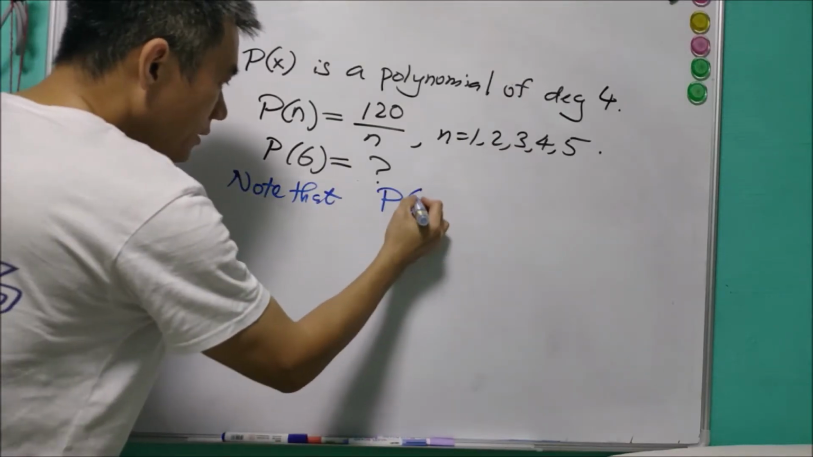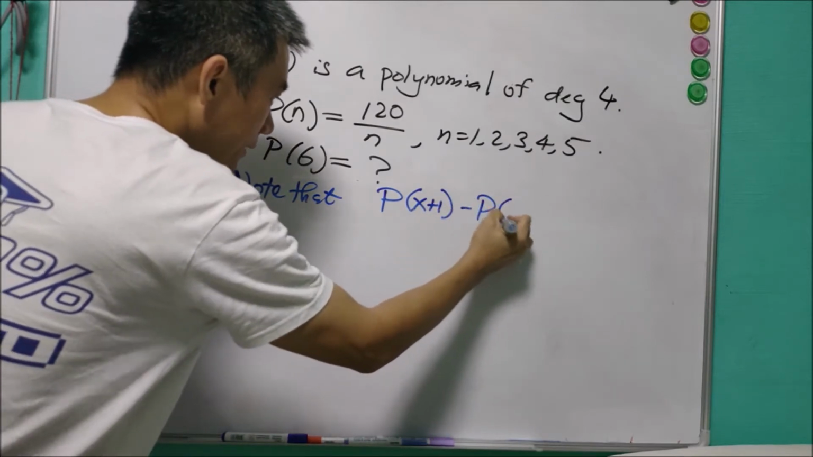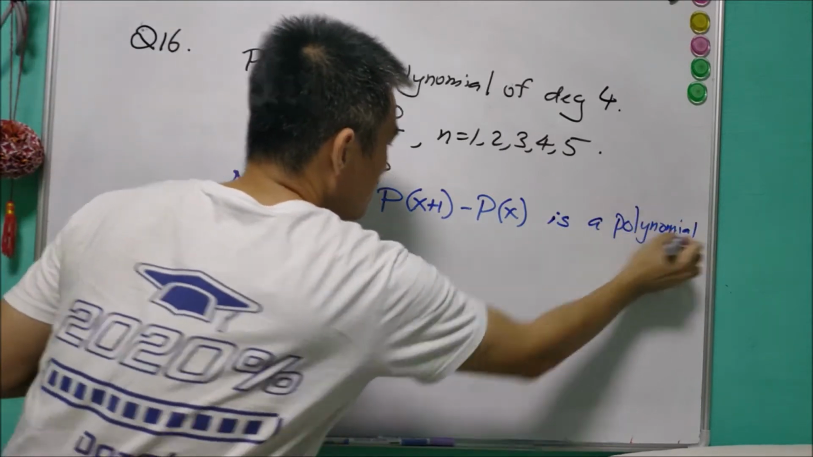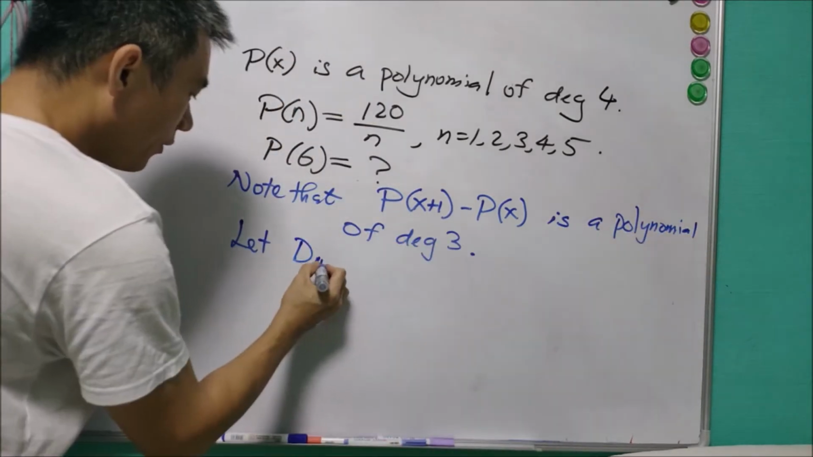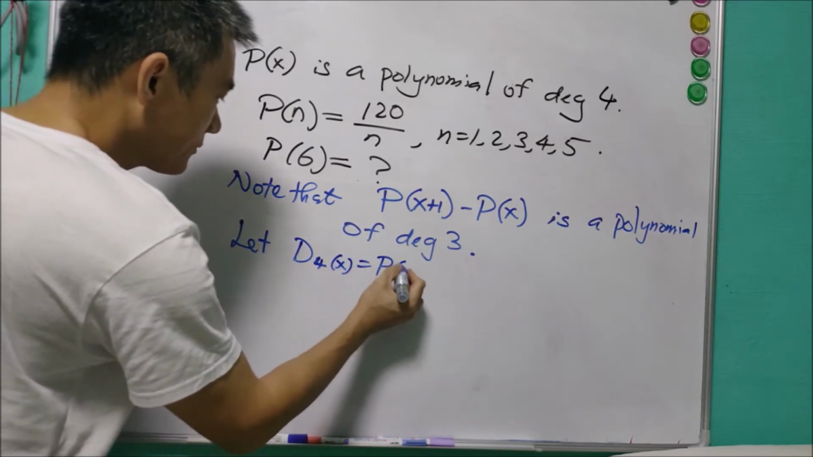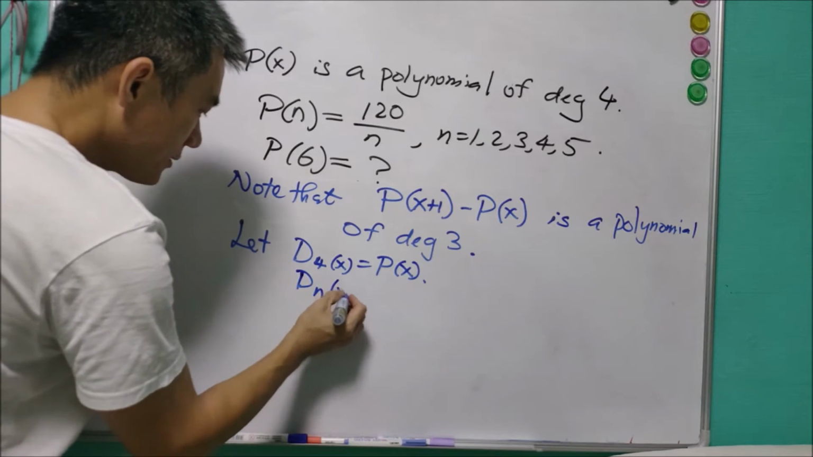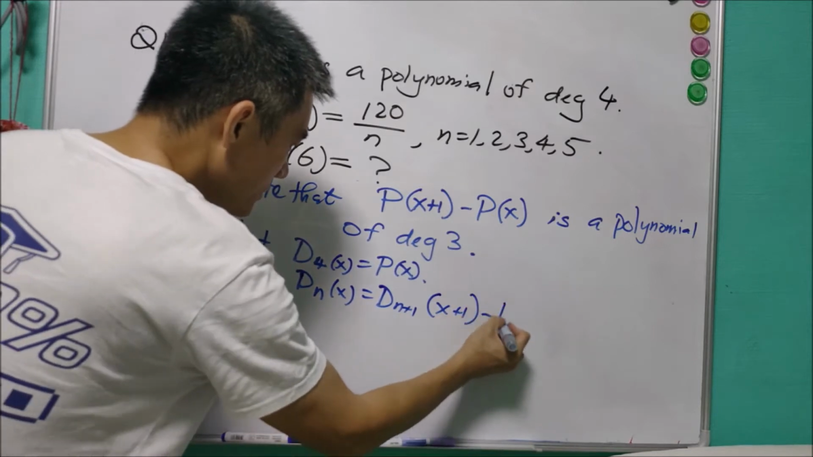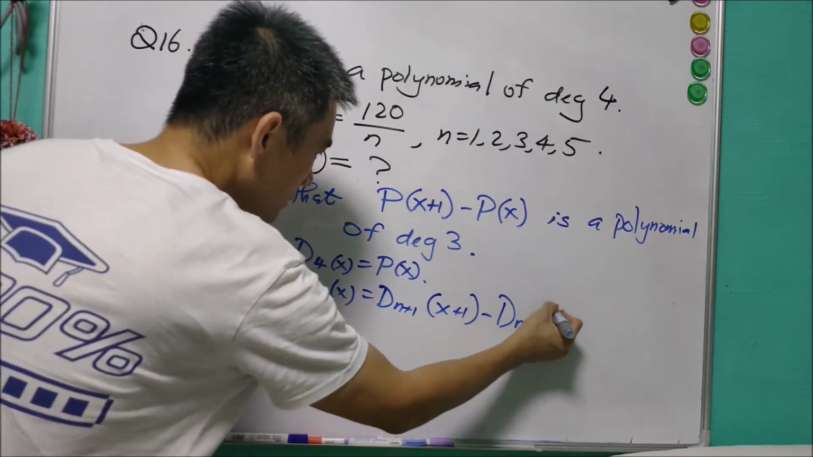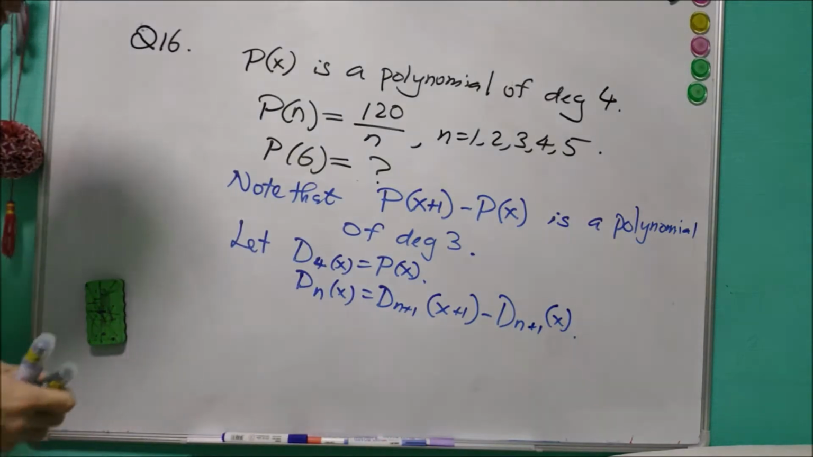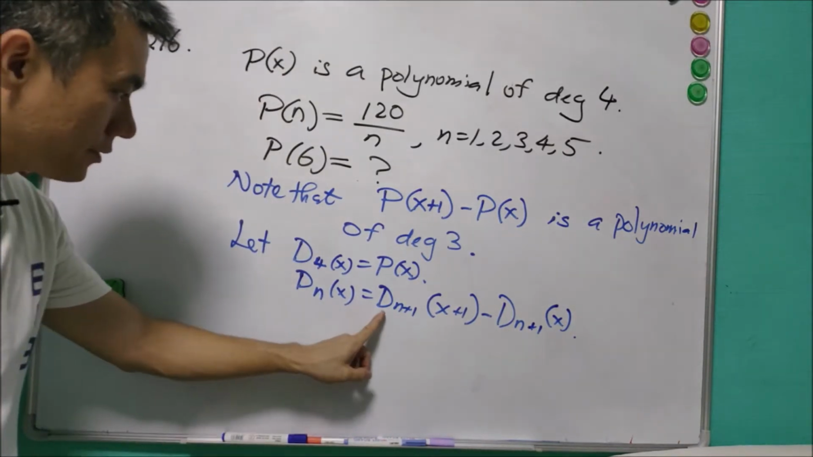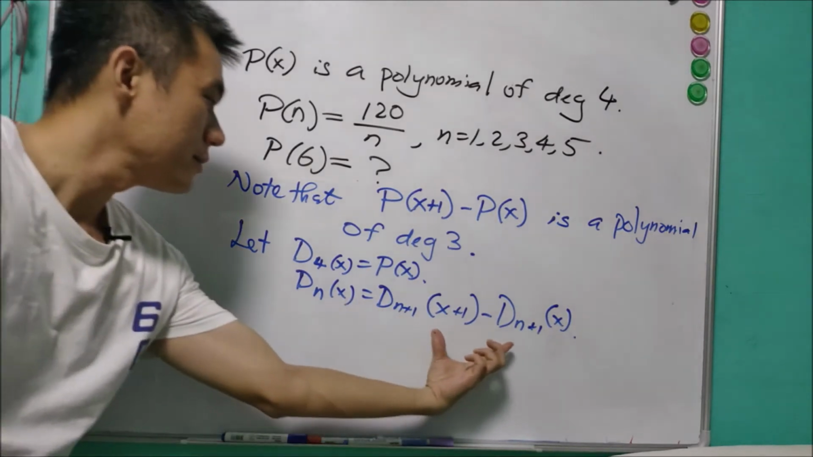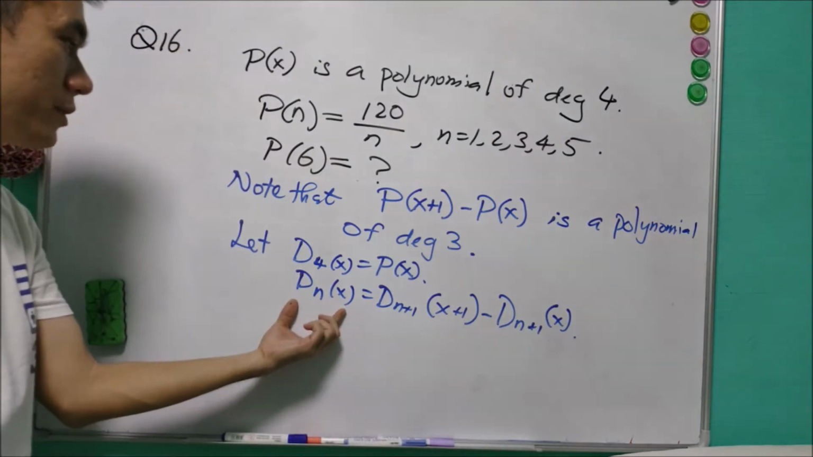Note that P(x+1) minus P(x) is also a polynomial of degree 3. Let d_4(x) be equal to P(x), and d_n(x) equals d_{n+1}(x+1) minus d_{n+1}(x). So we can see that if d_{n+1} is a polynomial of degree n+1, then the difference here will be a polynomial of degree n.